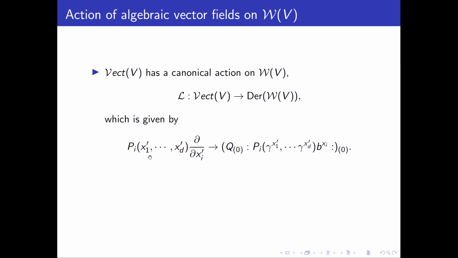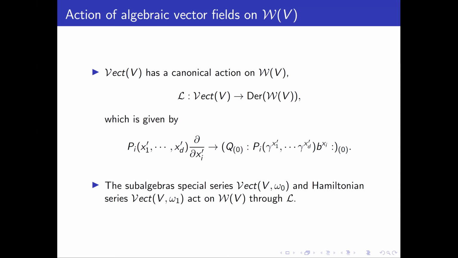The action is given as follows: given a vector field, you take this operator to get the zero mode of pi bx. Here you replace xi by gamma xi and replace this vector by b xi. Then you take the zero mode. The total element takes the zero mode acting on the beta gamma bc system. This is an algebra morphism. Now, the special series and Hamiltonian series as subalgebras will act on the beta gamma bc system sheaf.